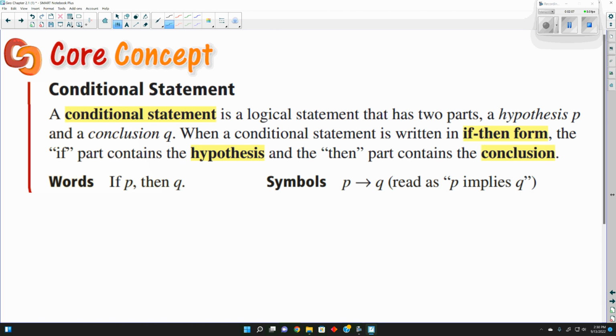Because if we're talking about a conditional statement, we write it in if-then form. If the hypothesis, then the conclusion. And in symbols, we have it as this here, if P, then Q. P implies Q is a conditional statement. Questions on this so far?